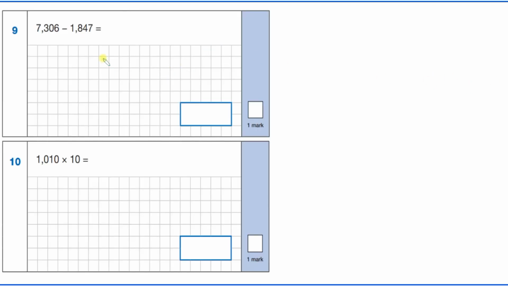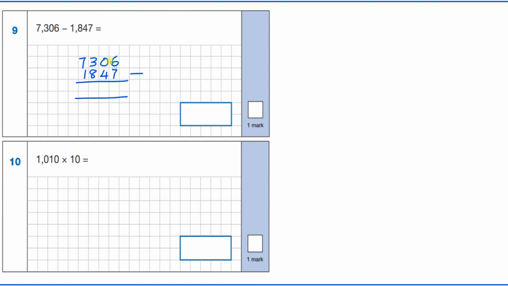Question number 9. Column subtraction. 7306 take away 1847. Now you need to be very careful. A small number cannot take away a bigger number in the second line. So 6 take away 7 is impossible. Later on you will study negative numbers, but not now. Now what we are going to do is go to the next number. It is 0, so it doesn't have anything.